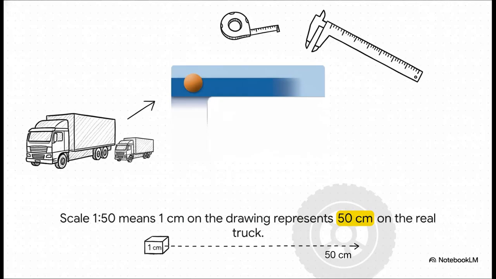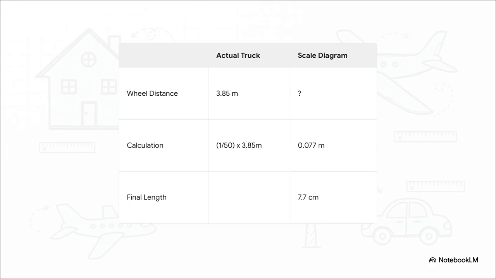Remember that ratio format we just talked about? Well, here it is in action. A scale of 1 to 50 means that every single centimeter you measure on this paper represents 50 whole centimeters on the real truck. It's the one consistent rule for the entire drawing. Okay, let's break down the calculation. We just apply our formula. The scale factor, which is 1 divided by 50, gets multiplied by the real distance of 3.85 meters. That gives us 0.077 meters. Now that's kind of a weird number to measure with a ruler. So we just do a quick conversion and bam, it's 7.7 centimeters on our diagram.